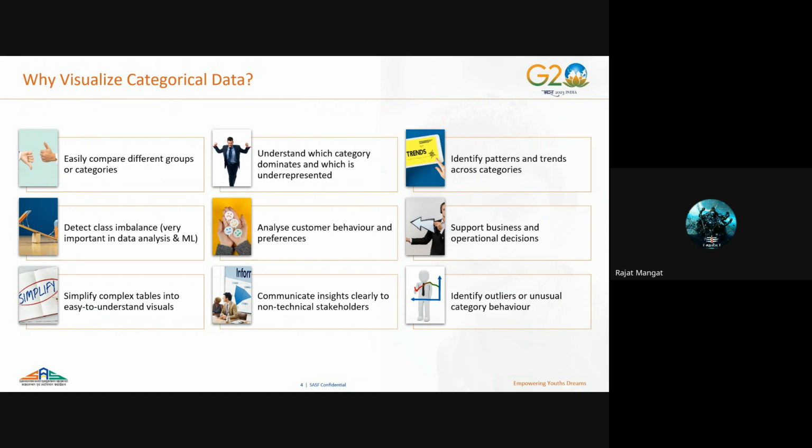Next is simplify complex tables into easy to understand visualization. Okay, visuals. So simplify complex tables, because I have shown you the data set we used. I think Iris, we used a built-in data set with Seaborn in the previous session. I am not remembering its name. In that you have seen that there were approximately 300, 400 entries.